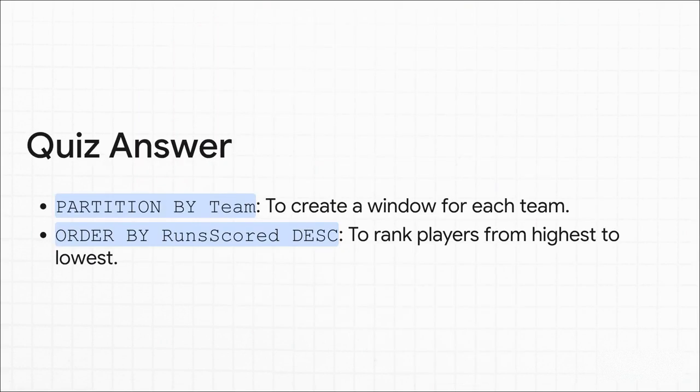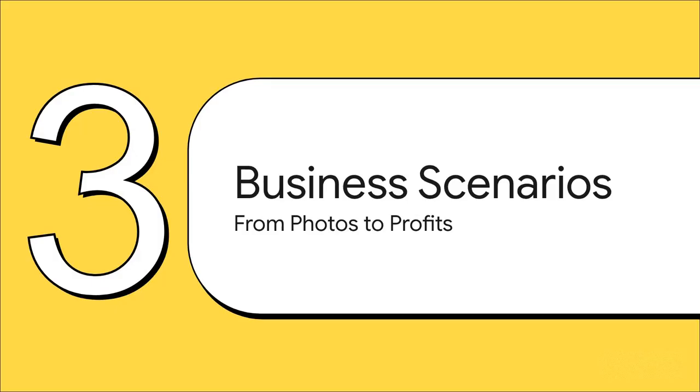The answer is you'd partition by team because you want to create those separate little groups for each team, right? And you'd order by run score DESC to line up the players from highest score to lowest within each of those team windows. With that one query, you can rank everyone and then just pick off the top 3. Awesome.